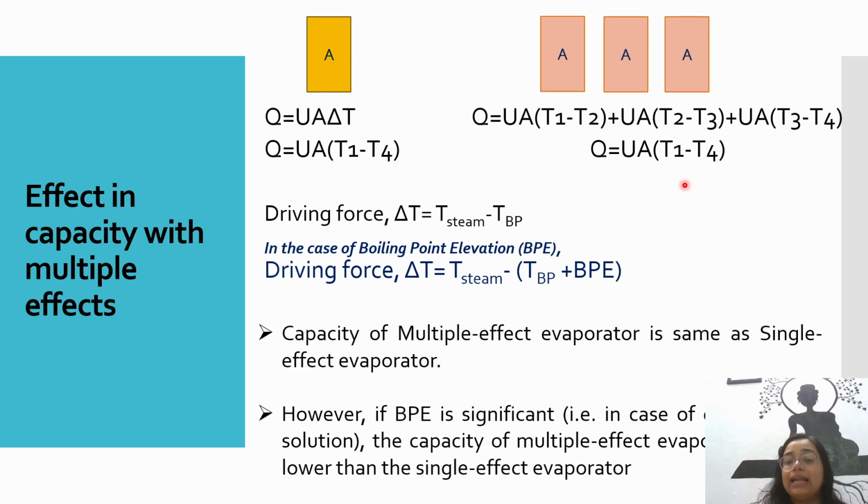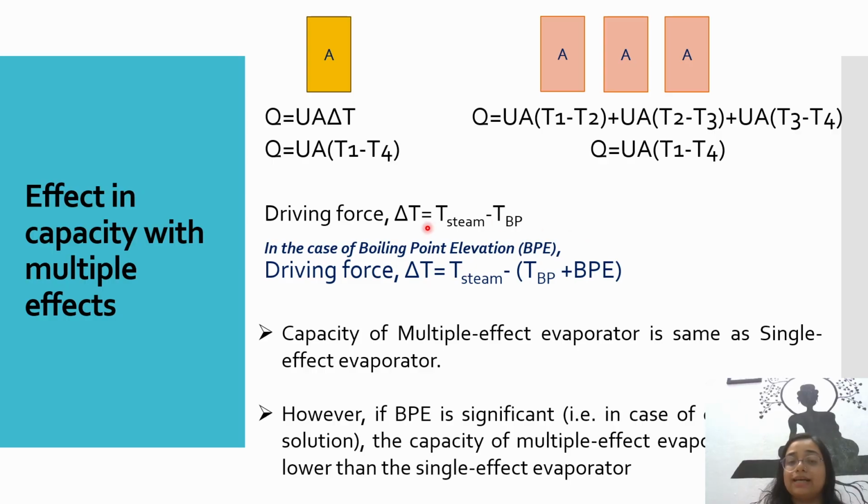That means in terms of capacity, since the heat transfer in the evaporator is the same, we can say that the capacity of both the single effect and the multiple effect are the same.